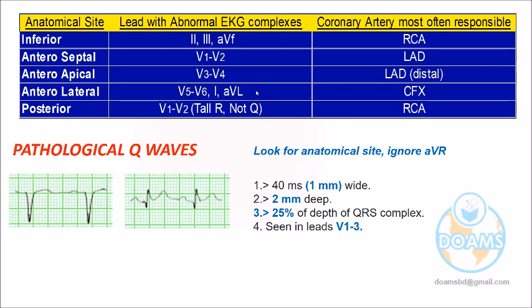You can remember that 1 and AVL are a little left of the main axis. So this is the lateral. Sometimes 1 and AVL are said to be high lateral, though it is not mentioned here. Posterior, very interesting. We will try to explain the posterior, how to identify. The posterior is also supplied by the right coronary artery. That means the right coronary artery is supplying and represented by 2, 3, AVF also. Usually the posterior MI is associated with the inferior MI. So if you can remember the anatomy of the coronary artery distribution, it will be easier for you.